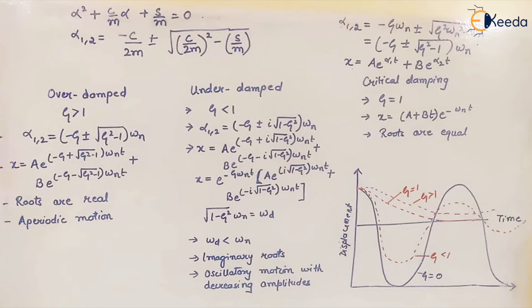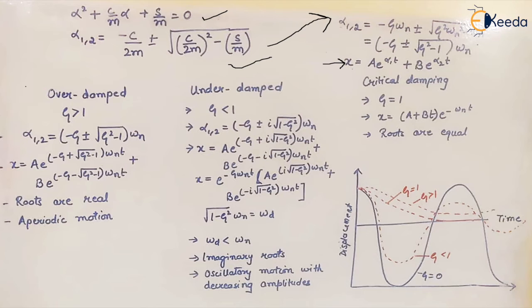So we've already seen for this equation written in this way, the roots alpha 1, 2 can be written in this way. Now we've also studied what is zeta, so we can replace these roots with the value of zeta, and the equation can be written in this form, which is minus zeta plus minus under root zeta square minus 1 into omega n. And the general solution of the equation is written in this way for displacement, which is x is equal to a e^(alpha 1 t) plus b e^(alpha 2 t). Now we'll again take into consideration all the three cases that we have discussed till now.